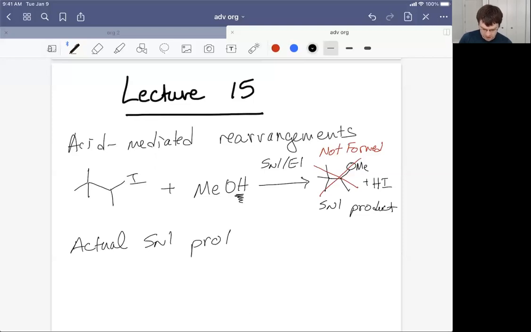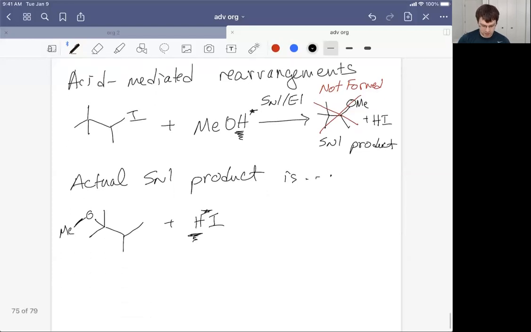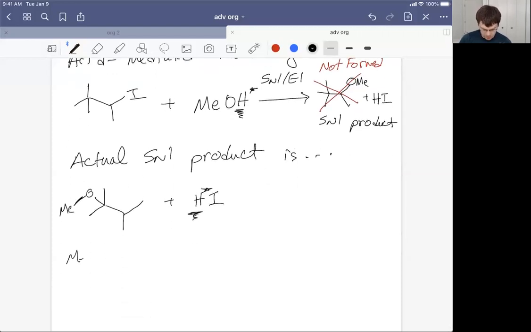The actual SN1 product that's formed is this thing plus HI. So the hydrogen, recall, is the hydrogen from the methanol up here. And it's the nucleophilic oxygen on the methanol. I'm going to write Me just so we're following here. It's the nucleophilic oxygen on methanol that replaces the iodide. However, the iodide didn't start at that position, and now methyl groups have started to move. So what's the mechanism for this? The mechanism involves a 1,2 methyl shift.